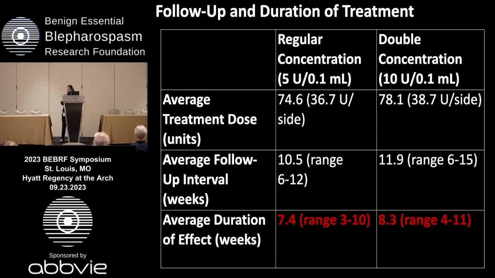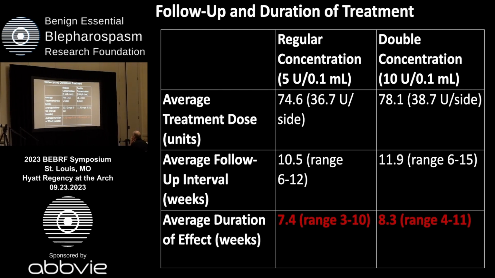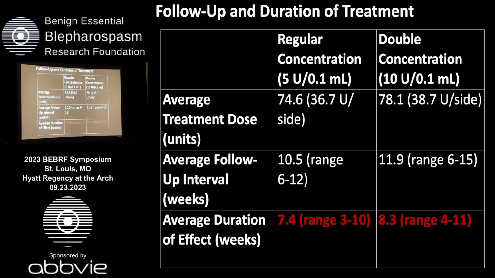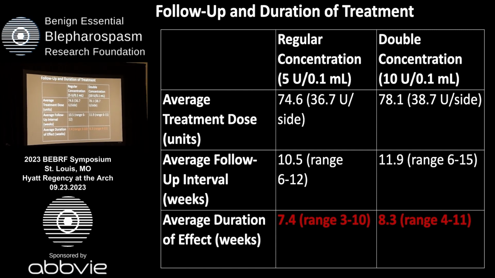This is a chart looking at some of the results we've found so far in terms of the follow-up and duration of treatment in the regular concentration group versus double concentration. So far we've found the average treatment dose that each patient group is receiving has been similar, and the follow-up interval has been similar as well. 10.5 weeks tends to be the follow-up period for the regular concentration group versus 11.9 weeks in the double concentration group. But what we found interesting so far is that the average duration of the effect was about a week longer in the double concentration group compared to regular concentration. We're going through this data and adding more data as people come for more follow-ups, but these are just our preliminary results so far.